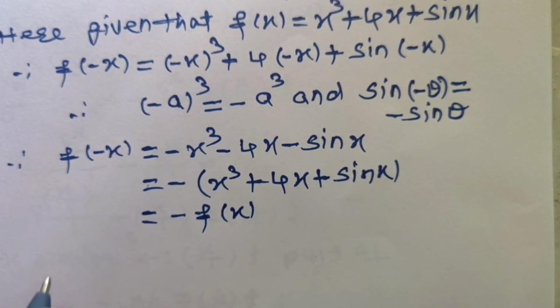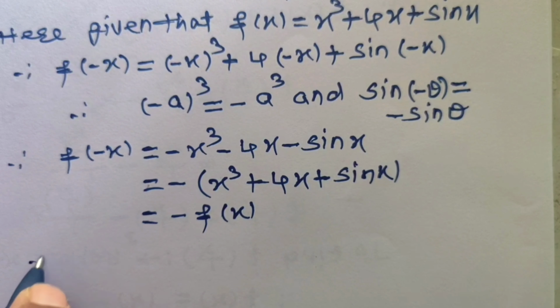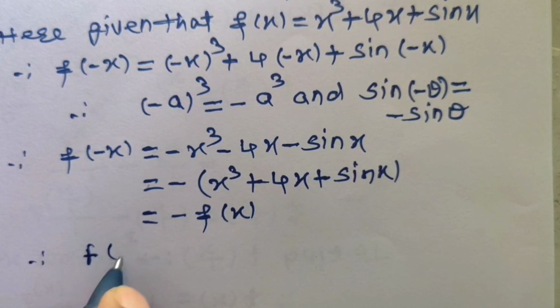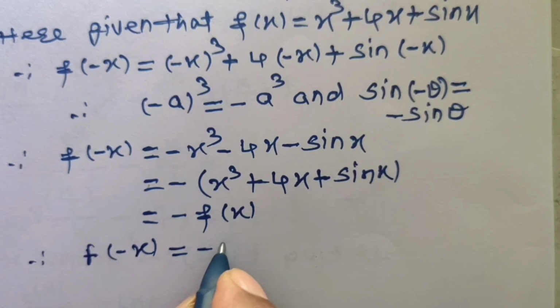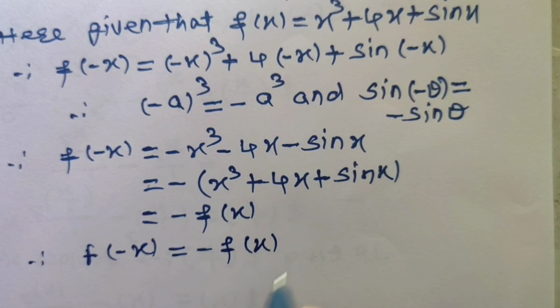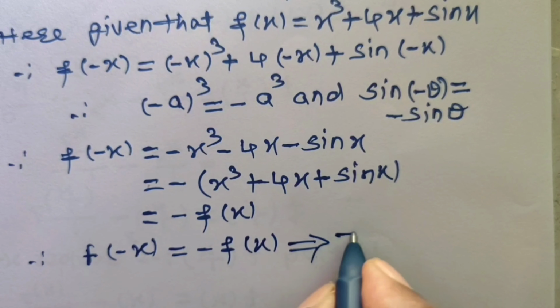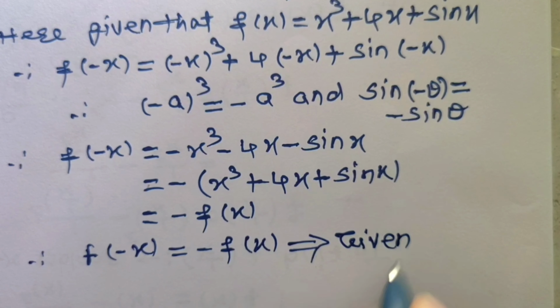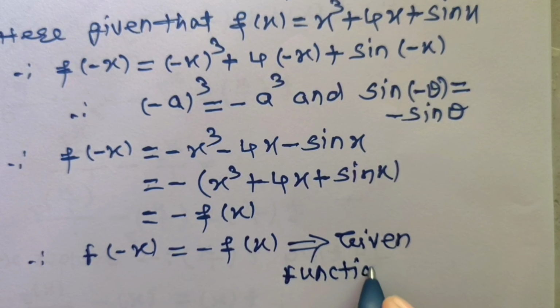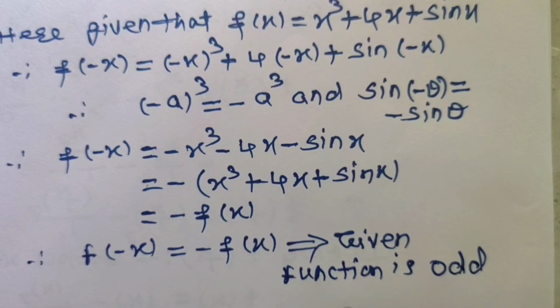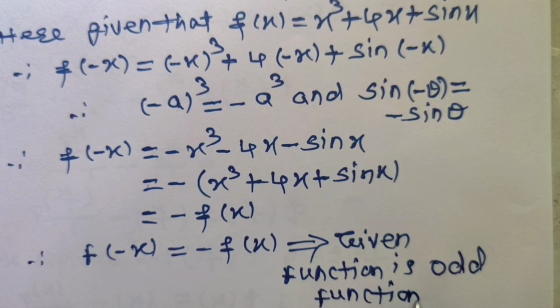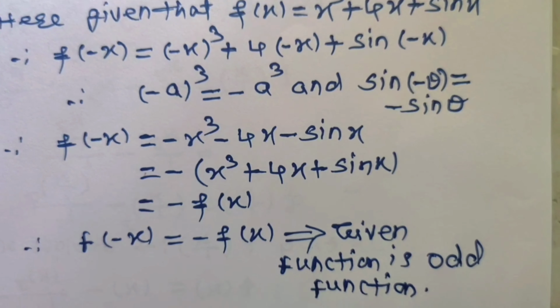And here we have proved f of minus x is equal to minus f of x, which is the condition of an odd function. Hence, the given function is said to be an odd function. And this is the answer.